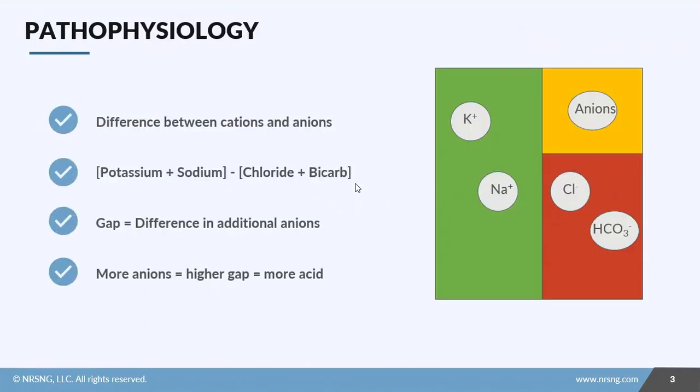In our body, we have all these molecules, and some of them are positively charged and some of them are negatively charged. The positively charged ions are called cations, and the negatively charged ions are called anions. Examples of positively charged ions are things like hydrogen, potassium, and sodium. Negatively charged examples are things like chloride and bicarb.